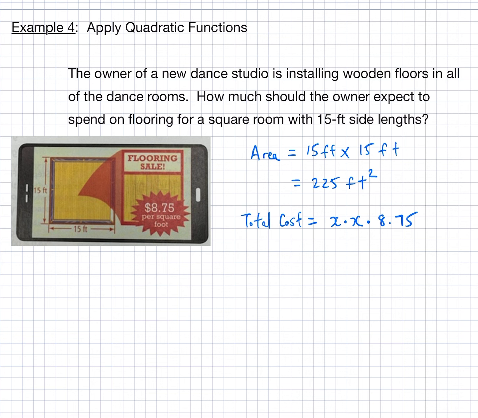And since we calculated the area as 225, then my total cost is going to be 225 times $8.75. And if we were to punch those into a calculator, we would find that that amount is $1,968.75. So that would be the cost of installing flooring just for the material in a 15 by 15 foot room at a cost of $8.75 per square foot.